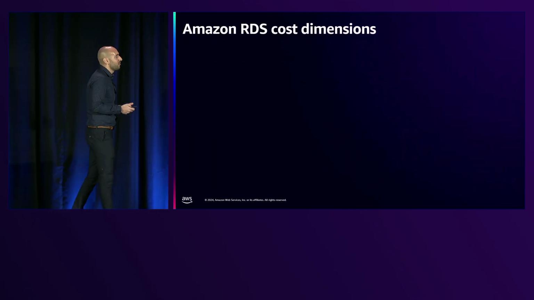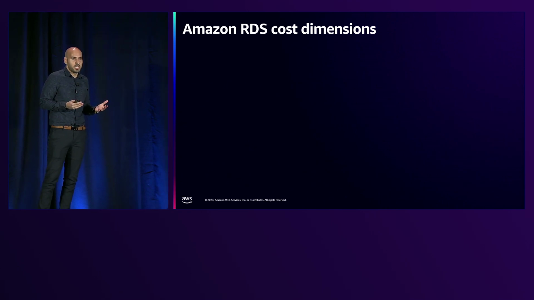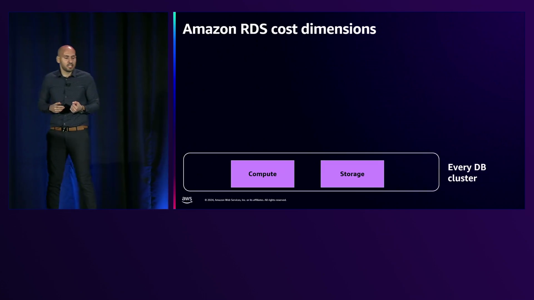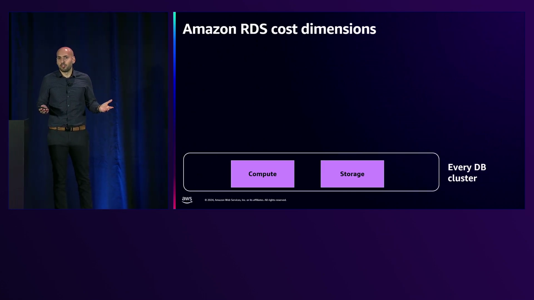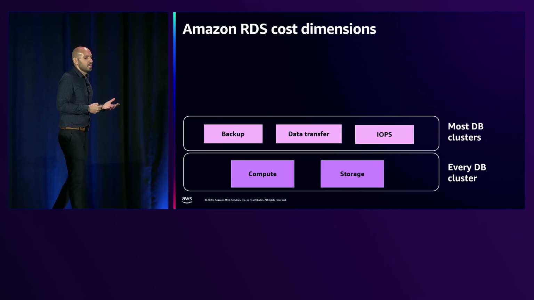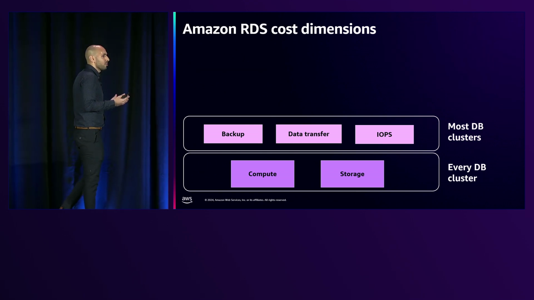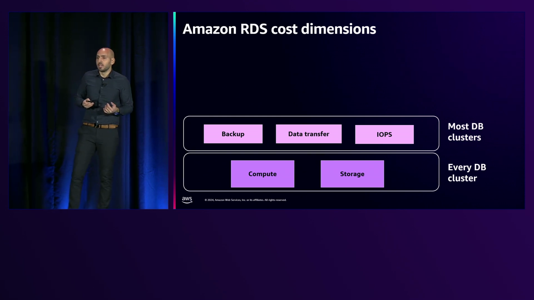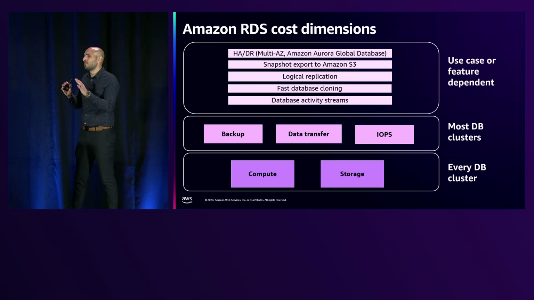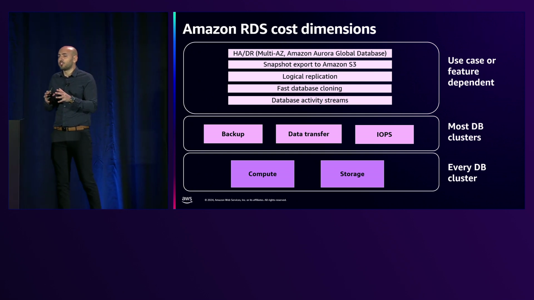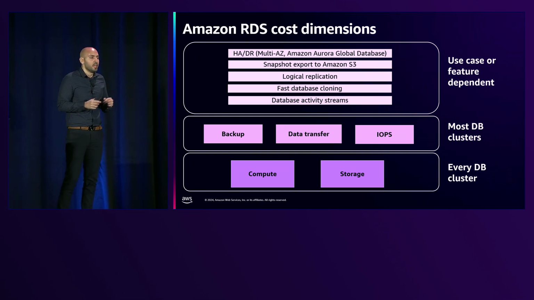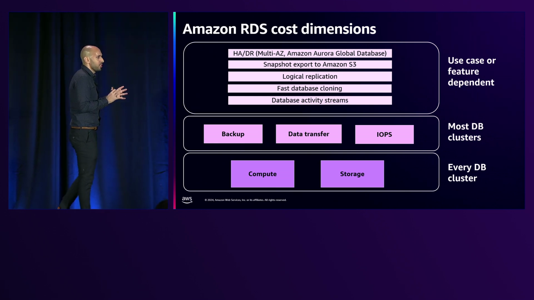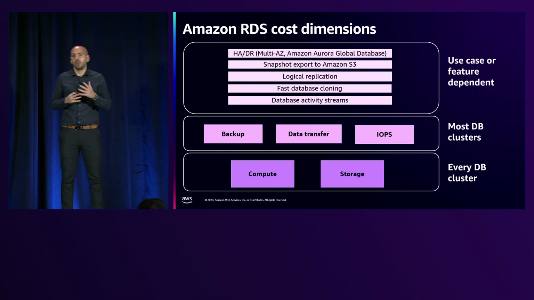I would like to start to dive a bit deeper and talk about the various RDS cost dimensions. There are costs associated to every RDS cluster, and these would be compute and storage. There are additional costs which are very common, and we find them in most of our customer workloads, and these would be backup, data transfer, and IOPS. There are also costs which really depend on your specific application use cases and which database features you use for your applications. In today's presentation, we will walk you through some of the most common cost dimensions and how we address those and how we optimize those.